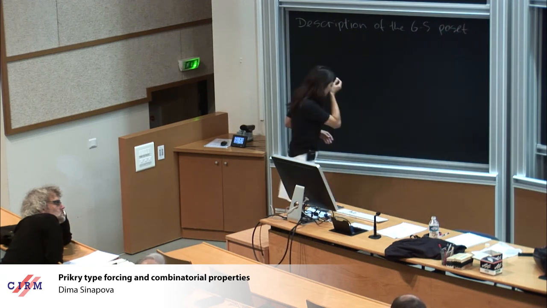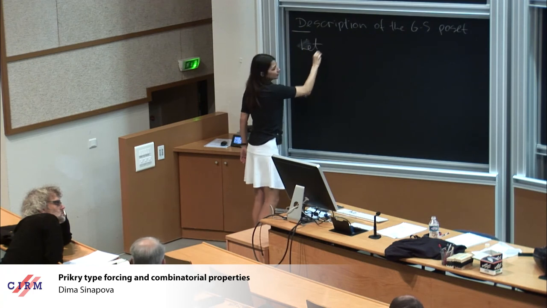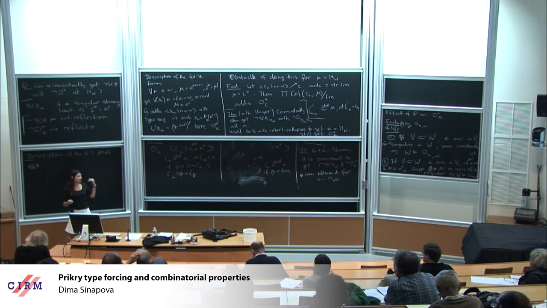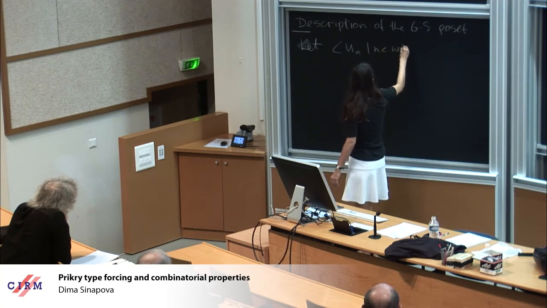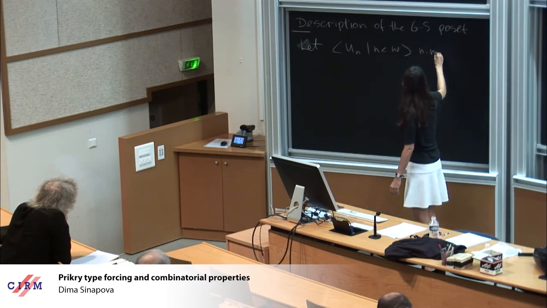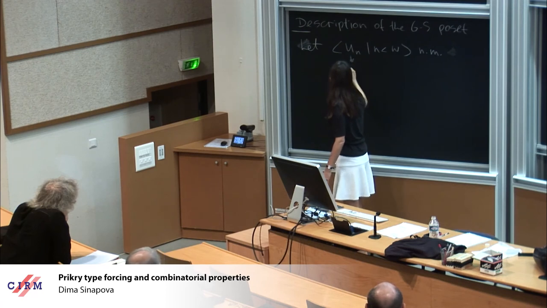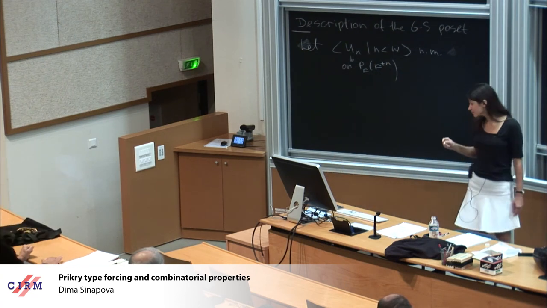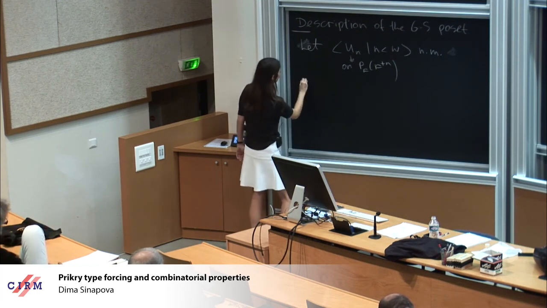Of this poset. So one starts with, if you remember, the regular Prikry just used one normal measure to singularize the cardinal kappa. So here we're going to be singularizing more stuff. So let U_n, n less than omega, be normal measures such that each U_n is a normal measure on P kappa, kappa plus n. And using each one of those U_n, conditions are of the form.